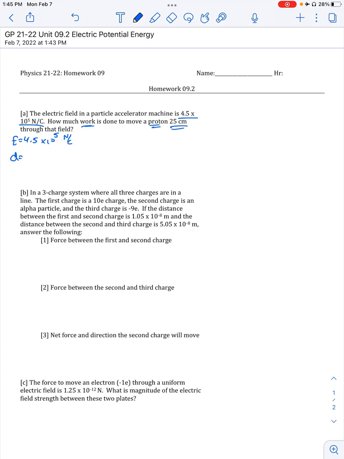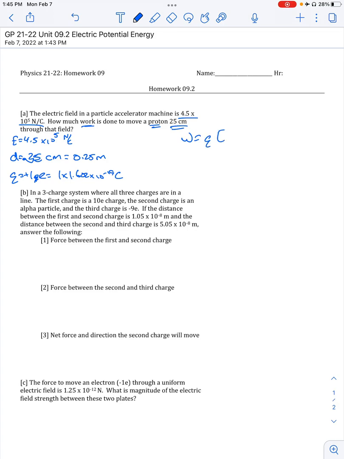Okay, so that distance is 25 centimeters. Remember, to the left, so that's actually 0.25 meters. All right, so we've got a proton, so that's a 1e, so that equals 1 times 1.602 times 10 to the negative 19th coulombs. All right, and we want work.